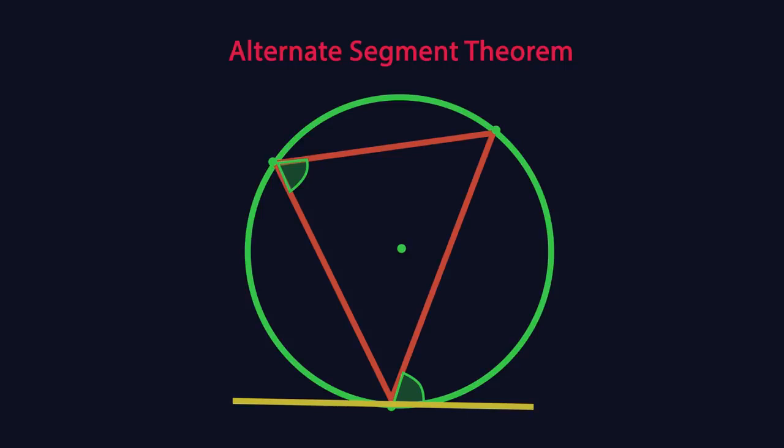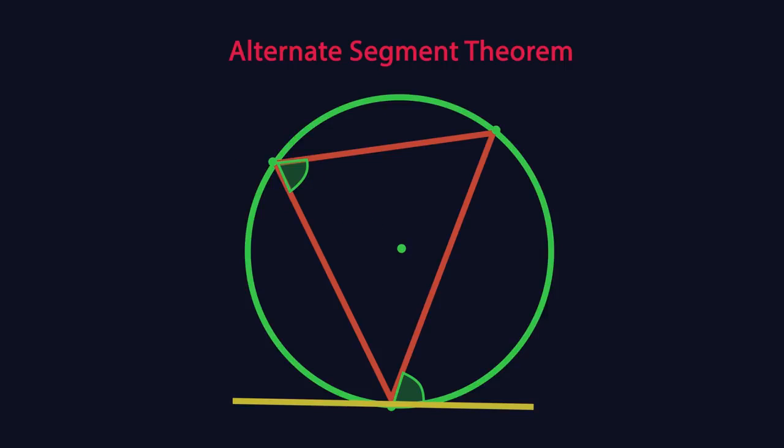I've always just thought of it as the angle that's furthest away. So it can't be this angle because it's next to it, and it can't be this angle because it's on the same line. So that means it has to be this angle, the alternate segment theorem.